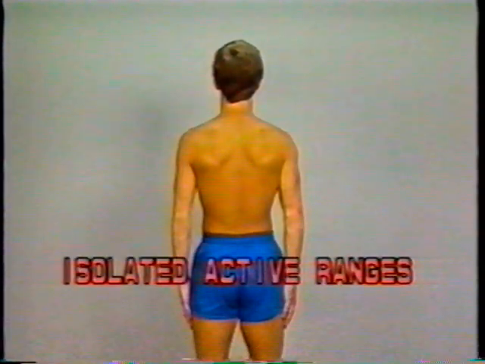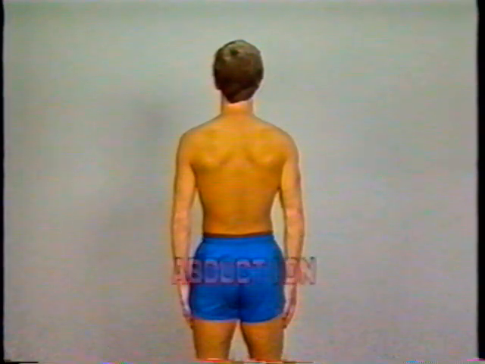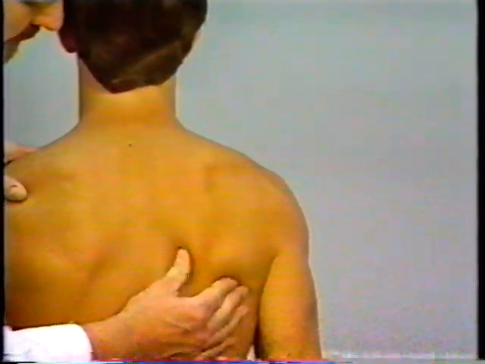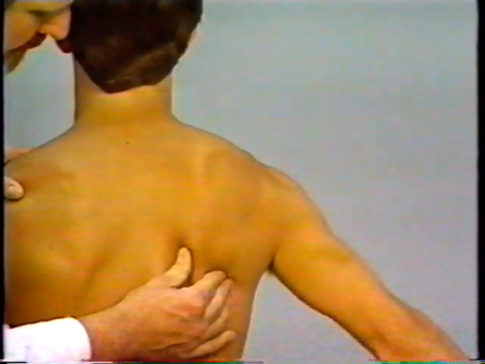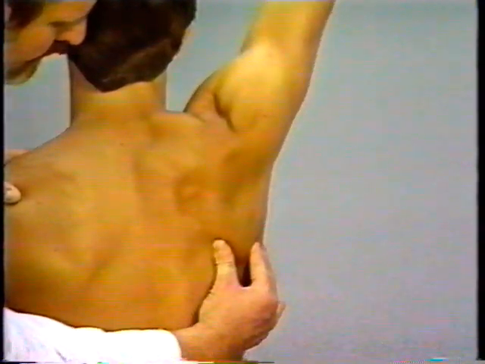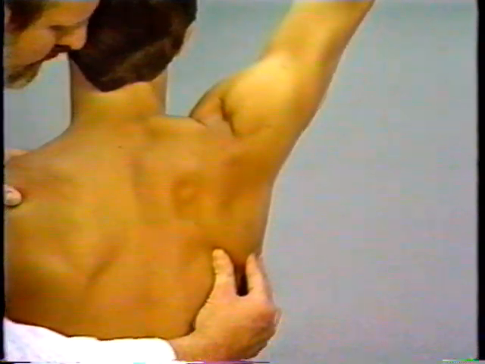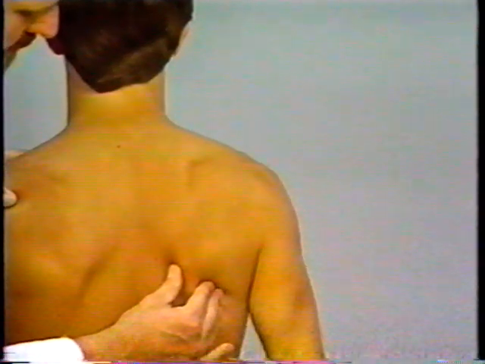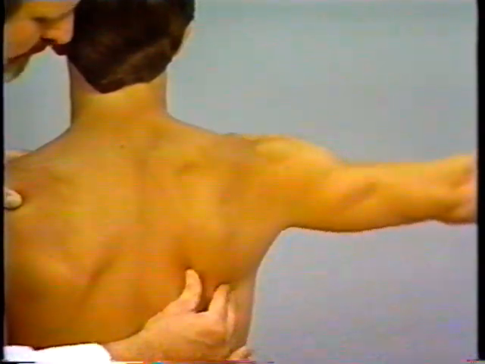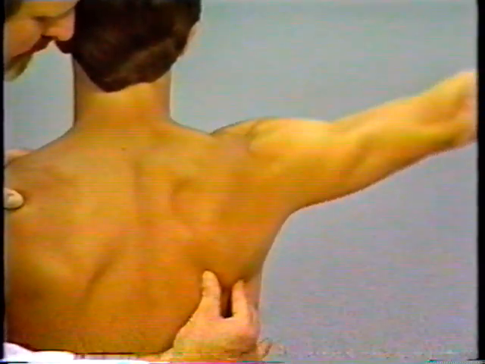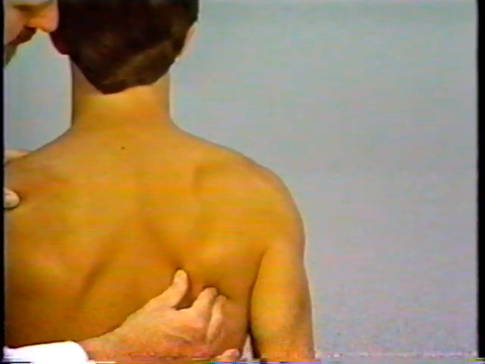Isolated active ranges. Abduction. Stand behind the patient and gently grasp the inferior angle of the scapula and ask the patient to slowly abduct the arm. Note that in the initial 25 to 35 degrees, there is no motion of the inferior angle of the scapula, but beyond this point, the inferior angle begins to rotate laterally, and motion is occurring at the glenohumeral joint and the scapulothoracic articulation in a 2-to-1 ratio. Hence, pathology at either the glenohumeral joint or the scapulothoracic articulation may limit abduction.